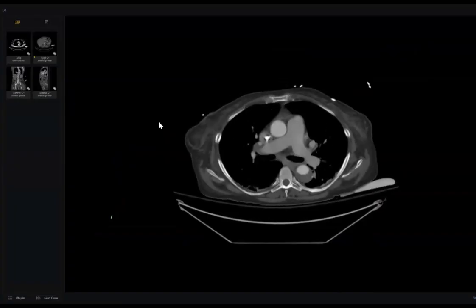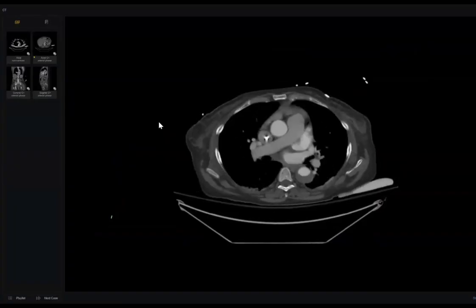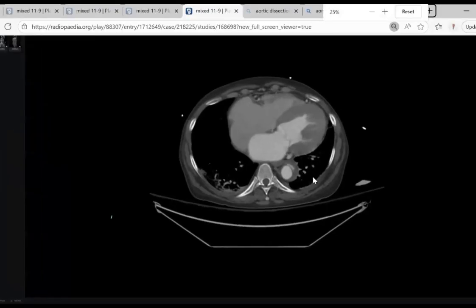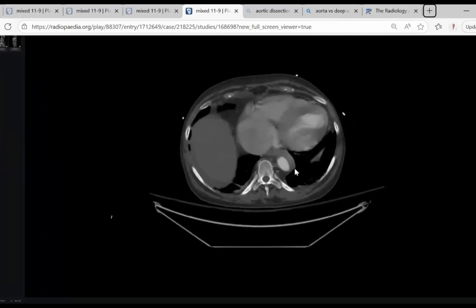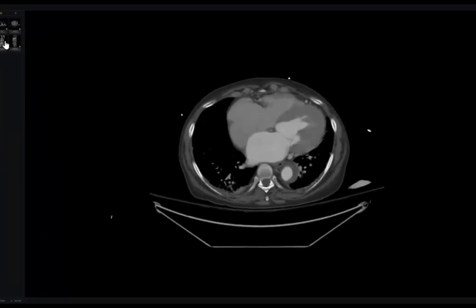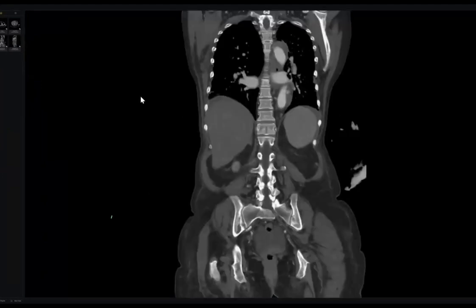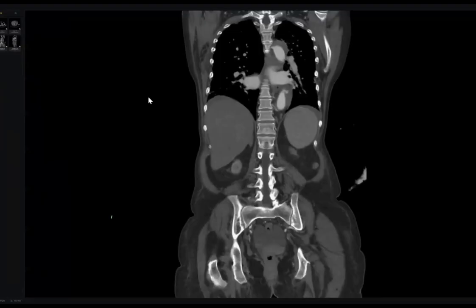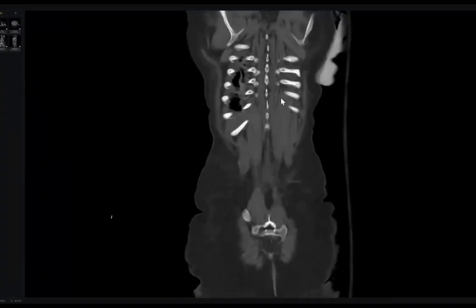Look here. Some localized contrast extravasation. It looks like a duodenal ulcer, a regular ulcer. No extension up or down. If you look here, just a very small collection of contrast. Okay, my colleague?